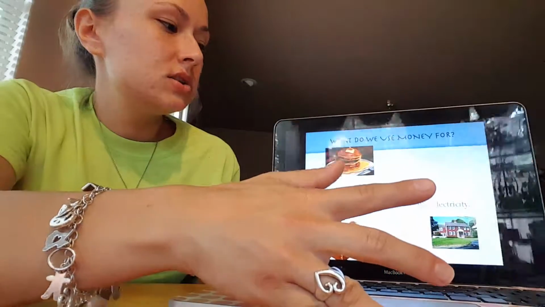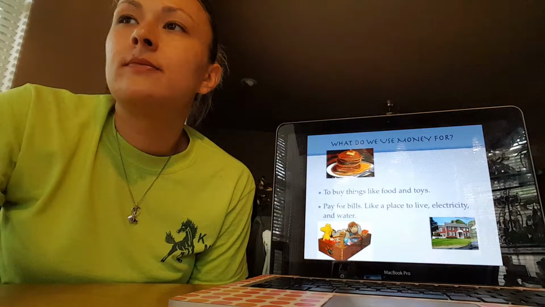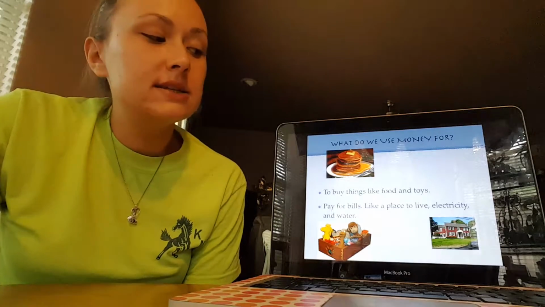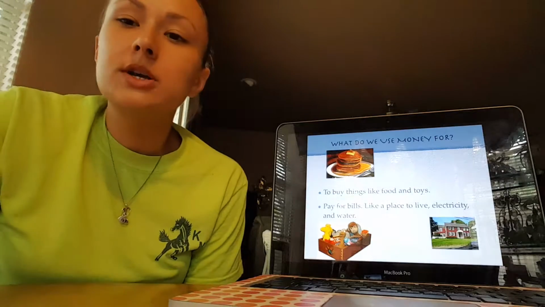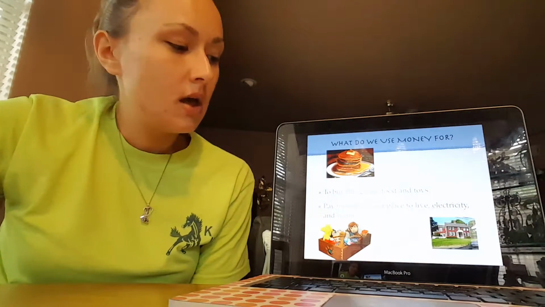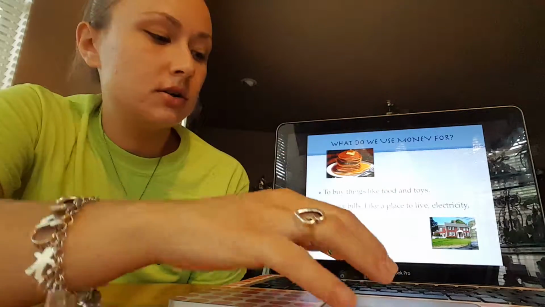Okay, so what are some of the different uses of money? Yes, Johnny, to buy things like toys and food. We could go out to a restaurant and we would have to pay with money. Let's see. In a house, a place to live. Yes, Julie, that's correct.